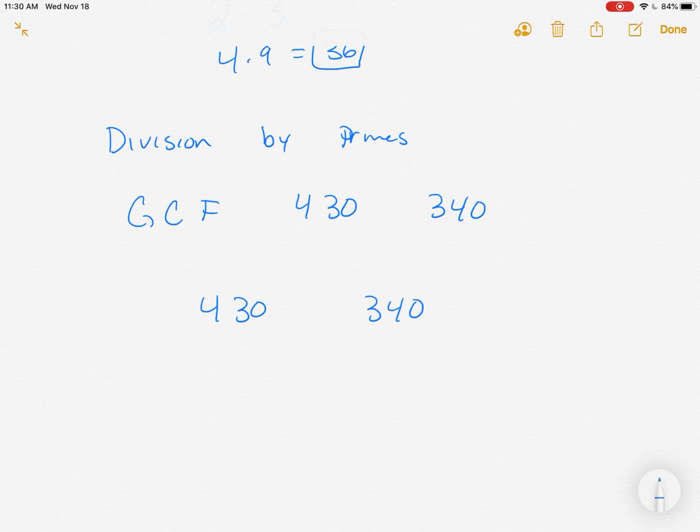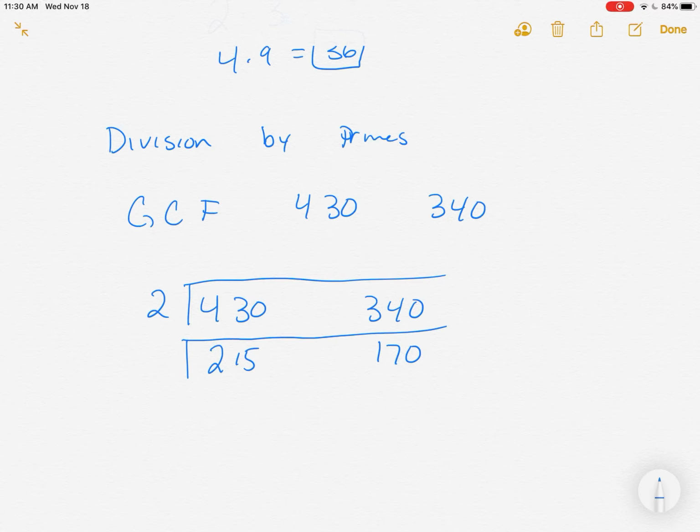You'd pull out a 2, you'd pull out a 3, or whatever it happens to be, and go forward and do that. So when you're looking at 430 and 340, the first thing to do is recognize any prime number that goes in there. 2 definitely goes in there. 2 goes into 430 215 times, and 2 goes into 340 170 times, right? You can use your calculator for that.